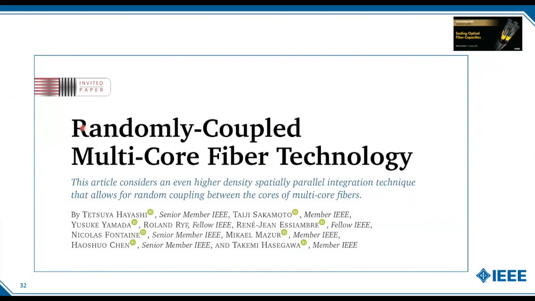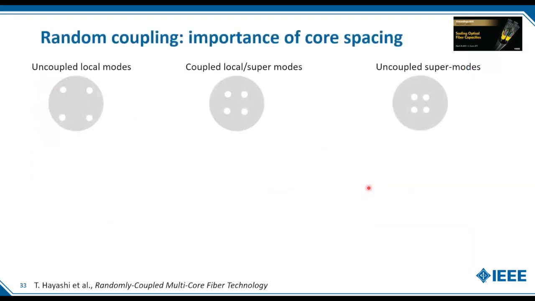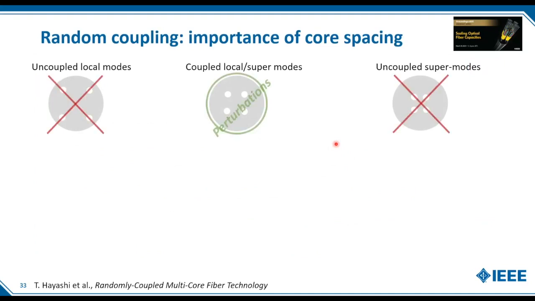Okay, so this paper by Tetsuya Hayashi and the co-authors reviews coupled core multi-core fiber technology. Note that they refer to it as randomly coupled multi-core fiber technology because these fibers operate in a very special propagation regime where the coupling between the cores is actually random in nature. The paper explains very well that in order to achieve this propagation regime, the fiber cores cannot be too far from each other, they cannot be too close to each other, they must be just at the right distance so that coupling is dominated by random perturbations to the ideal fiber structure, which of course are always present in practice.